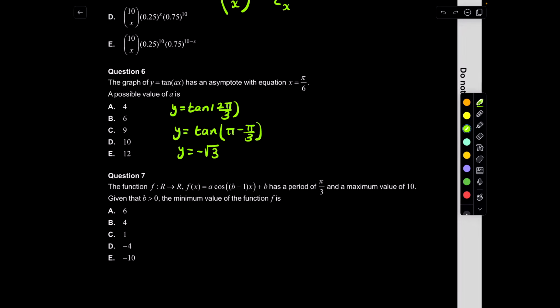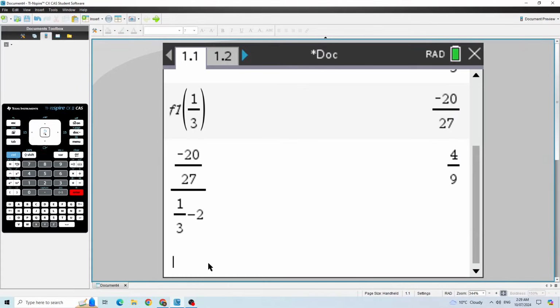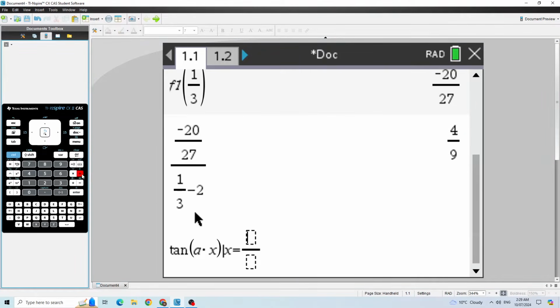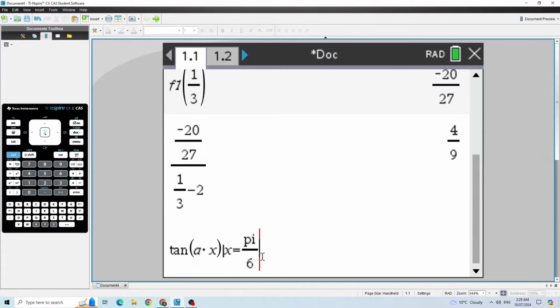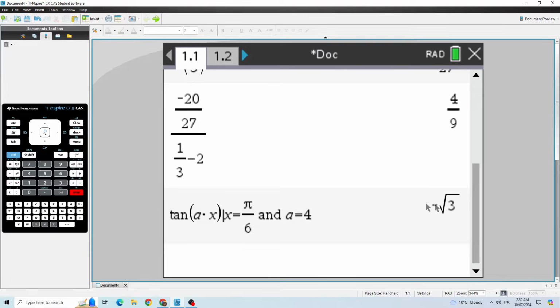Now you don't want to do this by hand for every one of them. You can do this in CAS in a second, and that's what we're going to do. So let's write the equation, tan AX, given that x is equal to pi on 6, and A equals, let's try the first case that we just did, which was A equals 4. And look at that. It gives me a value. It's not saying it's undefined, so that's not the answer.